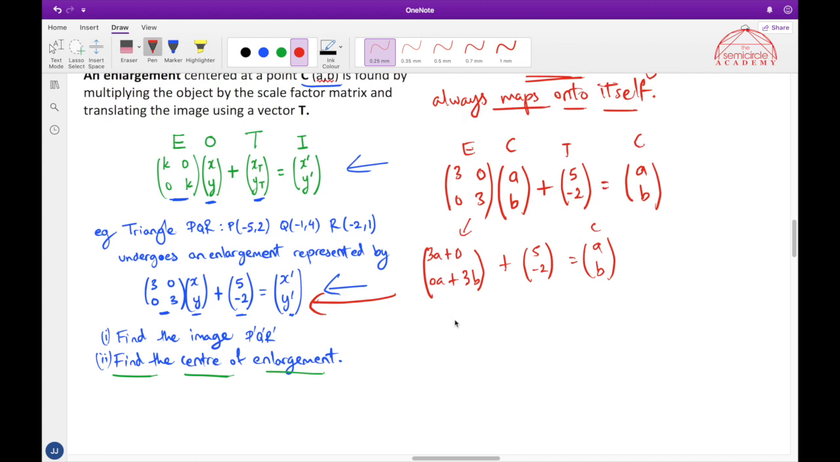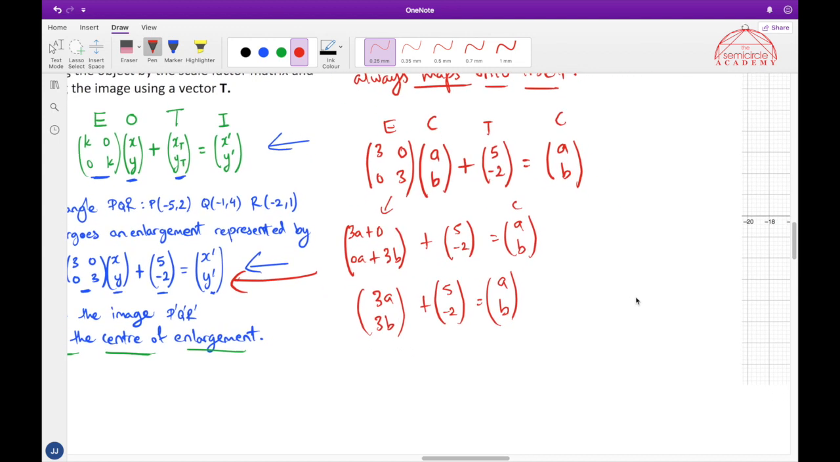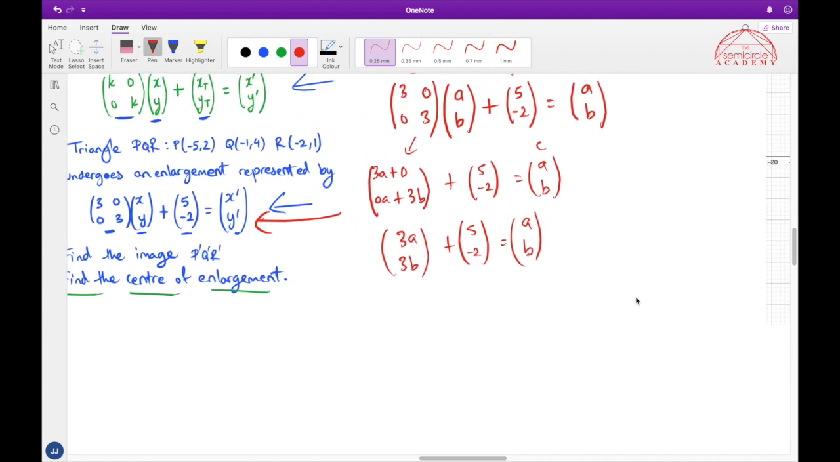So we could simplify this by saying 3A, and then this bottom would be 3B, plus the translation 5, -2, and that is supposed to give us AB. So we could see here that we have two different equations. We have the first equation, 3A plus 5, the x values that we are adding in the matrices, and that gives us A. And then we have the other equation, 3B minus 2, and that gives us B.